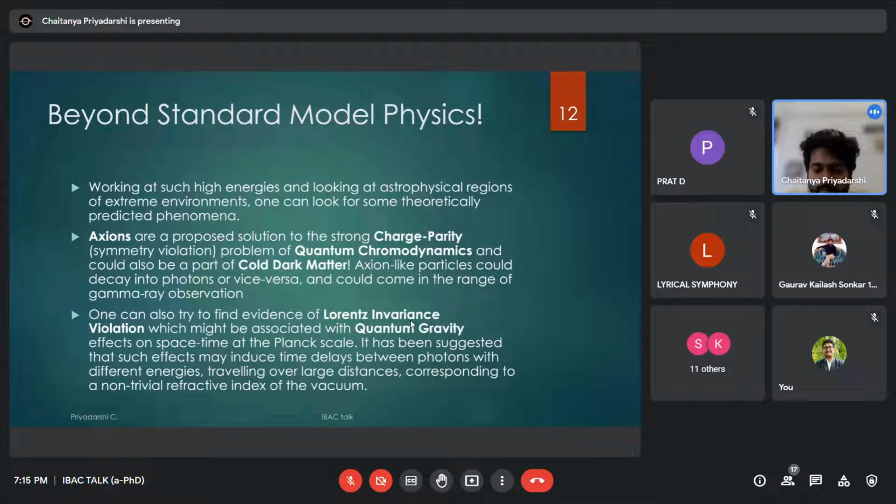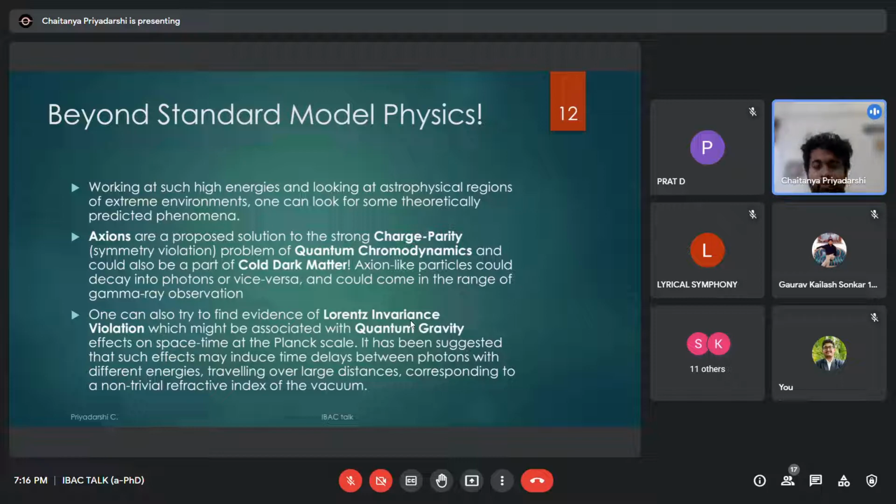The other more fun aspect of beyond standard model physics is to try to find evidence of Lorentz invariance violation, which might be associated with quantum gravity effects on space-time at the Planck scale. Now, this is related with how special relativity defines the Lorentz invariance principle, that all moving objects in an inertial frame will be the same even if you change the frame of reference. So we think that there is a limit of this invariance principle, that at higher energy scales, or at the Planck scale of energies, this principle will be broken.